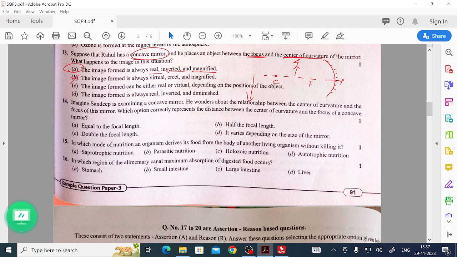It cannot be virtual. Why? Because it will be formed on the screen. Option C and D is not the answer, just forget. Now go to the next question.